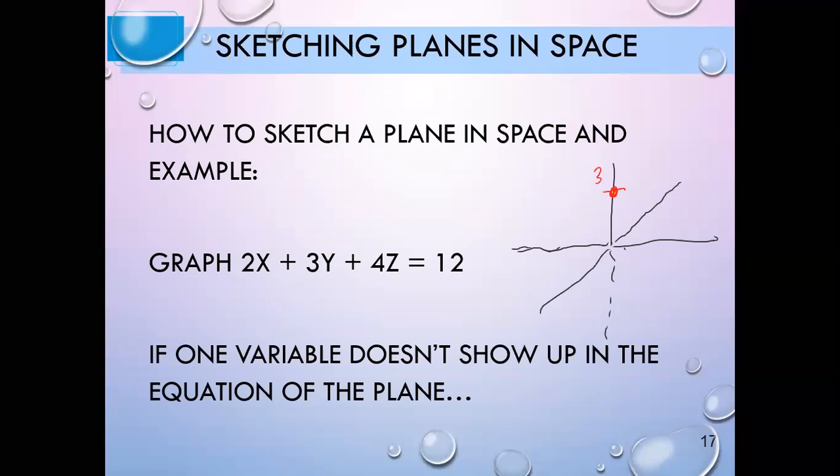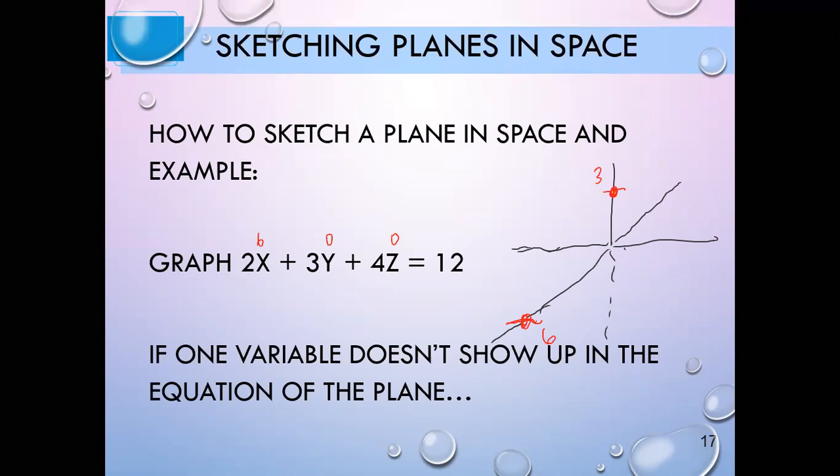And let's see, let's try some other things. Like what if I put y and z equal to 0? What would x have to be? 6, yeah. Okay, so then I'm gonna put this guy out here at 6. Okay, so that's another point on the plane.